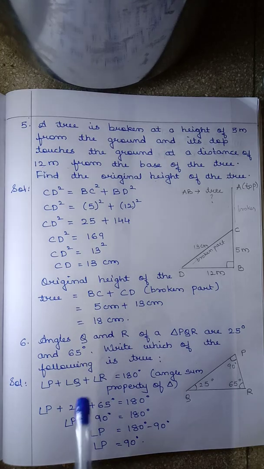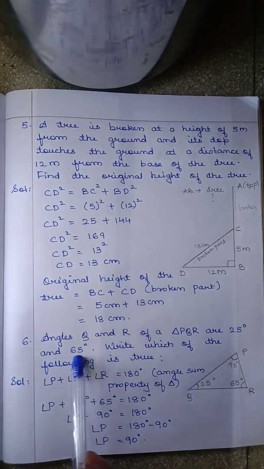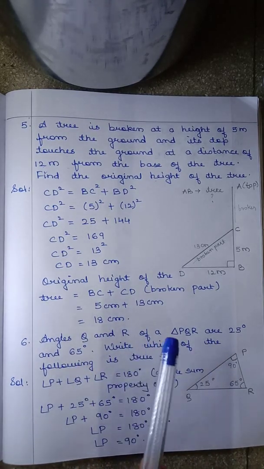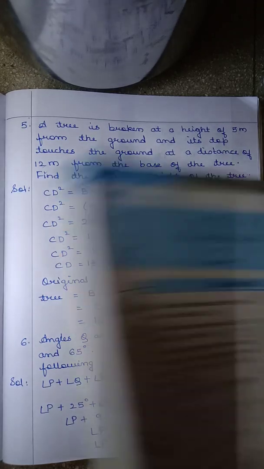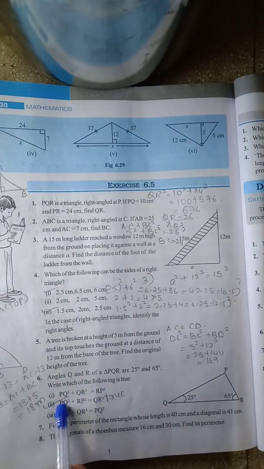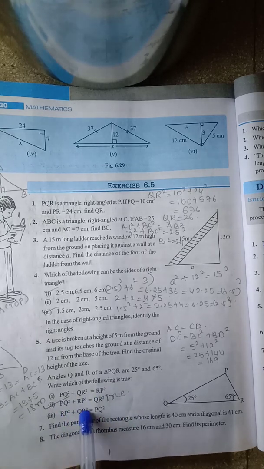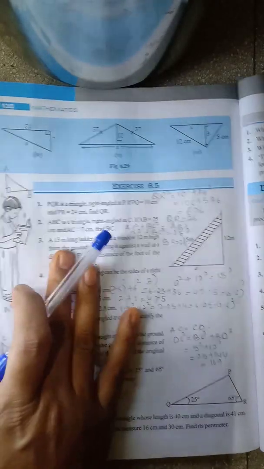The sixth question is: angles Q and R of a triangle PQR are 25 degree and 65 degree. Write which of the following is true. They have given three options there. Out of those three in your textbooks, which one is true you have to find. PQ square plus QR square is equals to RP square, PQ square plus RP square is equals to QR square, and third one RP square plus QR square is equals to PQ square. So out of these three, which one is true you have to find.